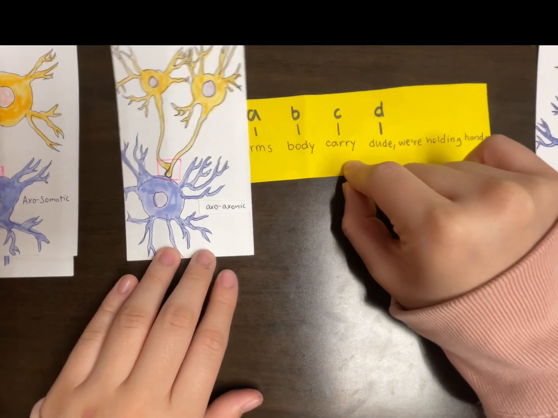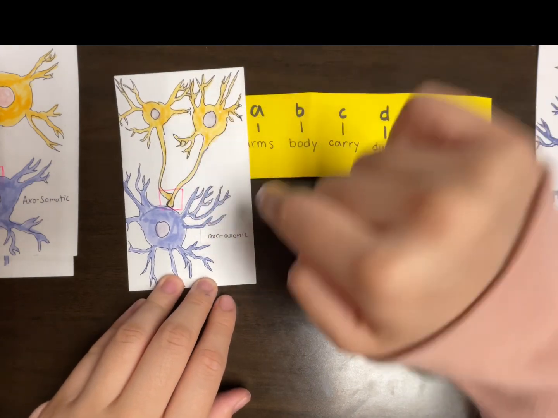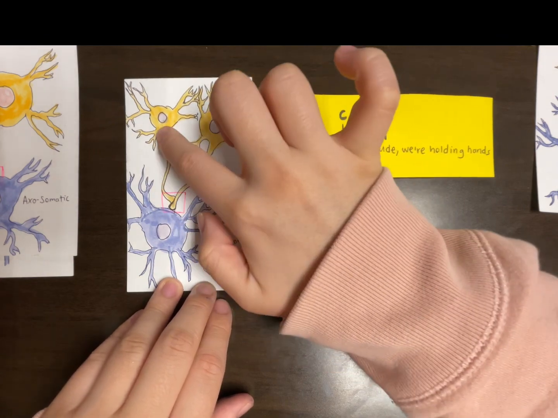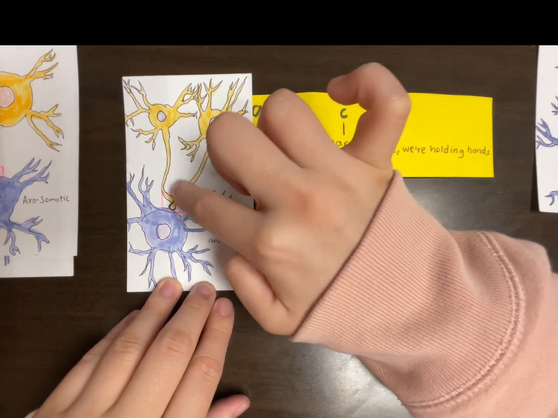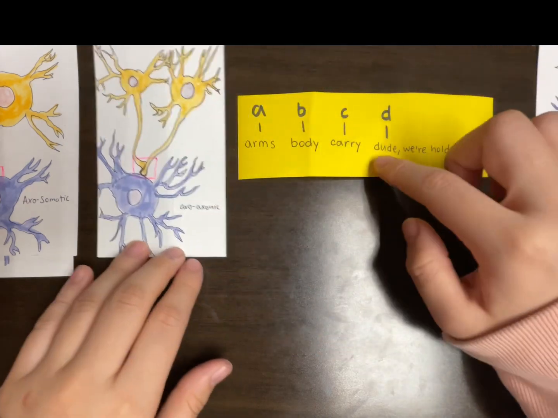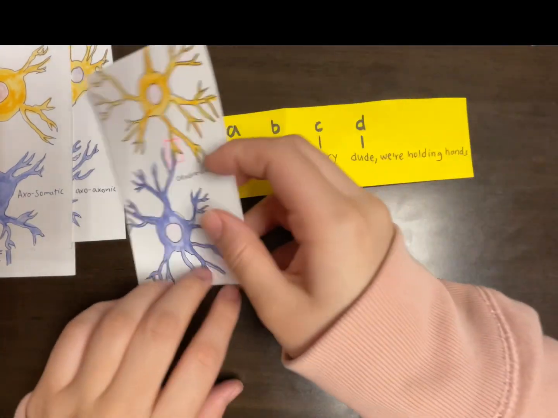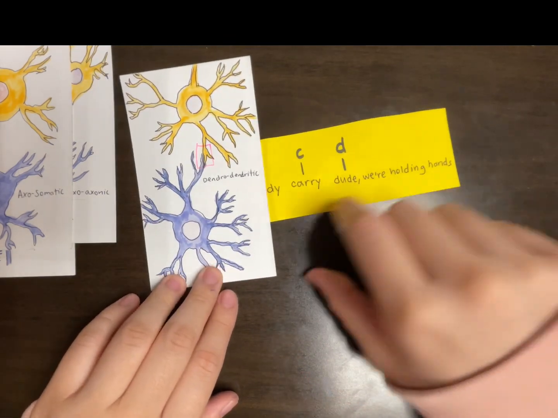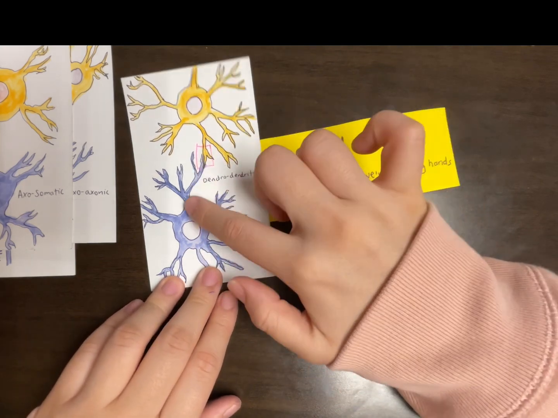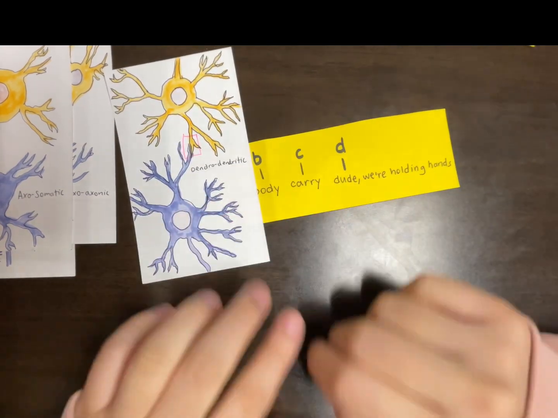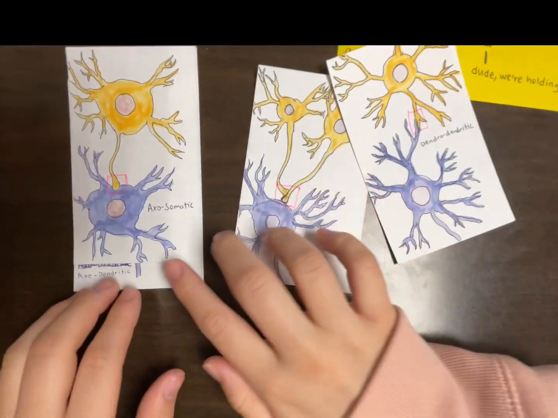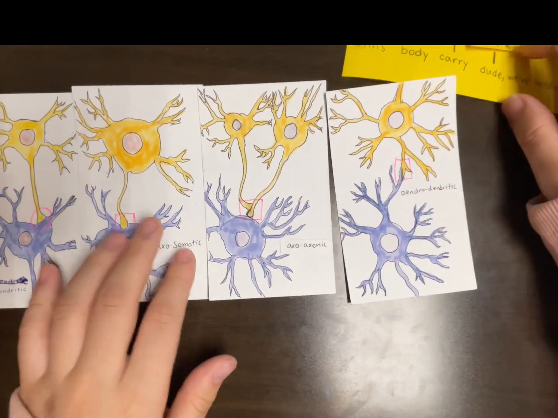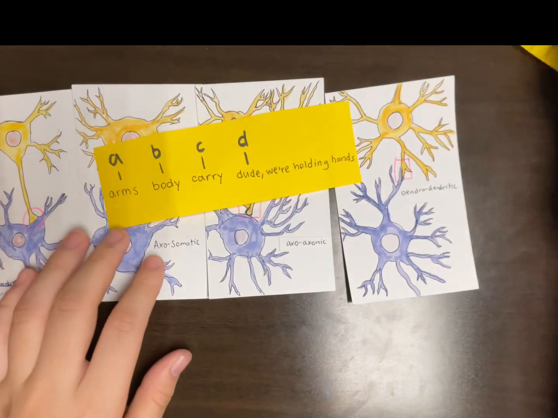Then C, carry, would refer to the axoaxonic connection, because this axon terminal is carrying the impulses from this axon terminal. And then D, dude, we're holding hands. You can think of D as double D, or we can also think of dude, we're holding hands, because dendrites look like they're holding hands. And so that's my little mnemonic for remembering what kind of connections there are. And then this is the key.